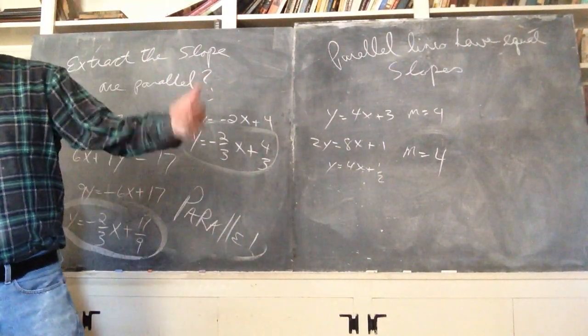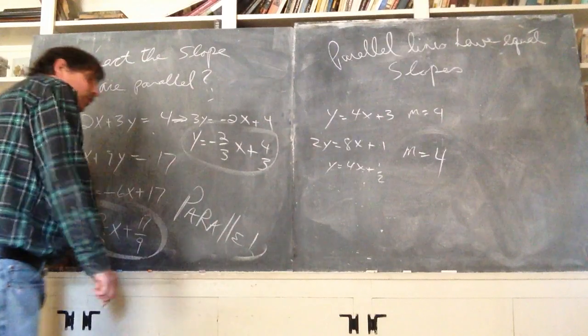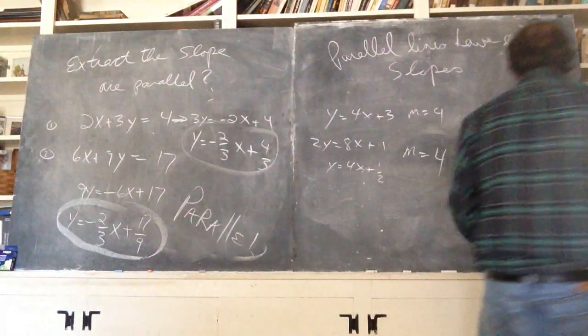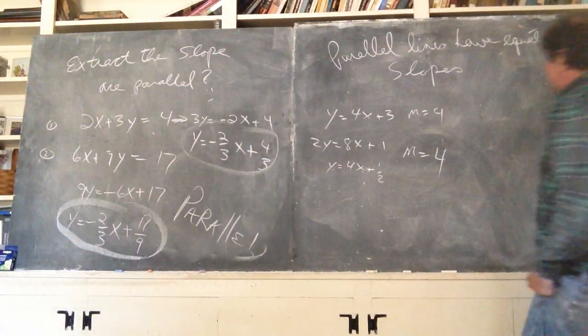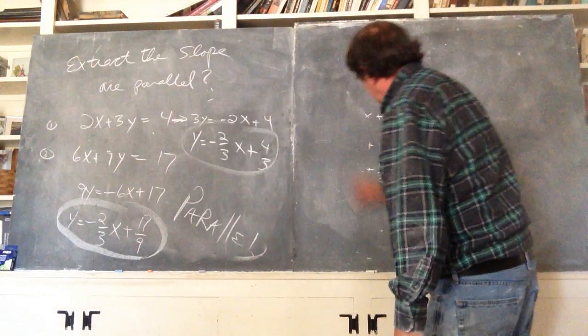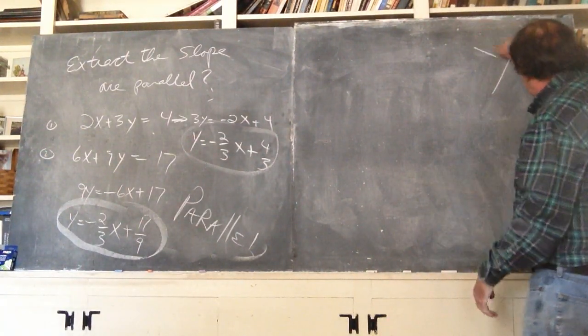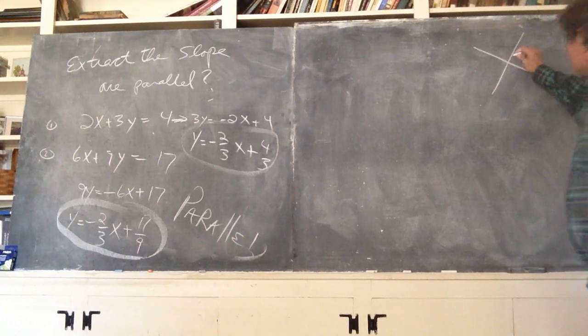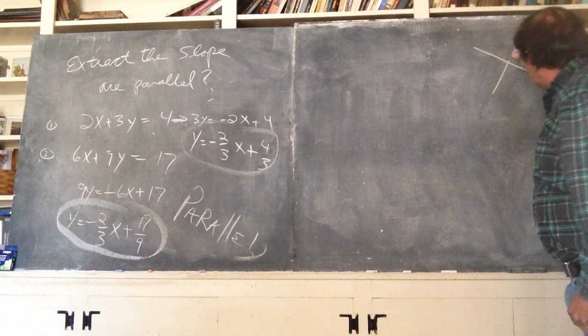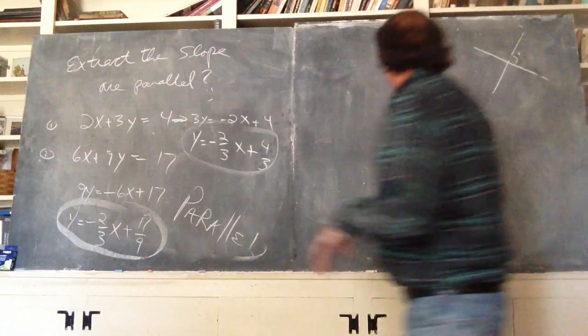Once we've talked about parallel, then we're going to go to perpendicular lines. Perpendicular lines are lines that meet at a right angle, like that. If the angle is a right angle, those two lines are perpendicular, because I said so.